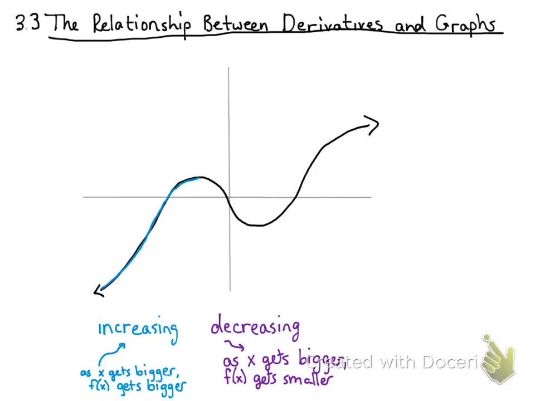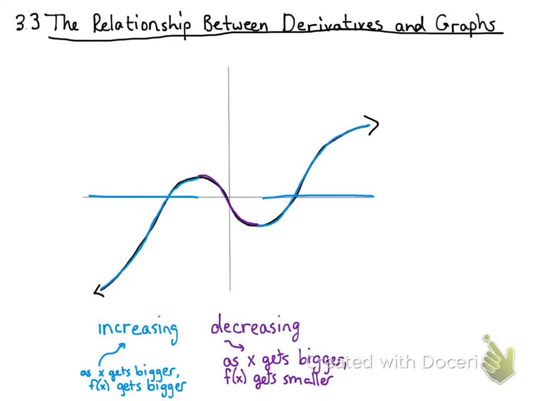So I've shaded in a little part of the graph there in blue. That is an increasing piece of the graph. Then we get a little decreasing piece, which I've shaded in purple, and then an increasing piece again. So this one has two increasing sections and one decreasing section.